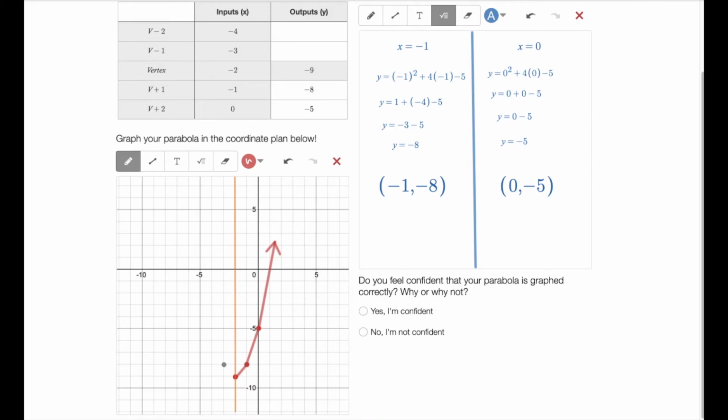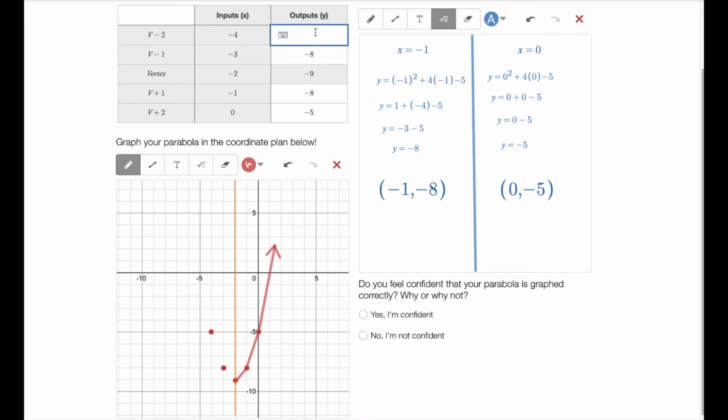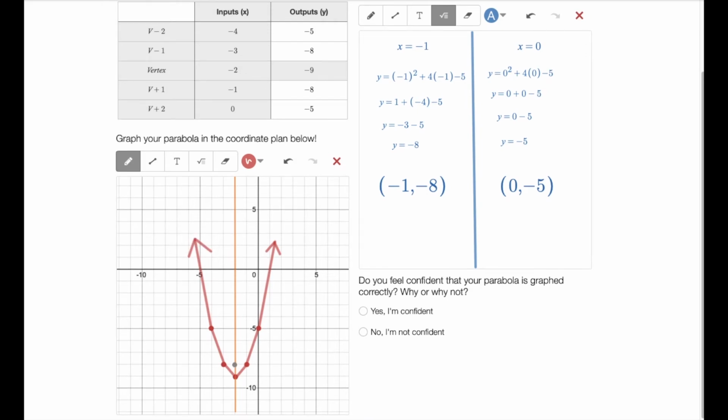So for the input of -3, the output would also be -8. For the input of -4, it would also be -5, or at least if I did my math correctly, that's where it should be. And I can start to tell that my work is done correctly because it does have this parabolic shape. As I move right 1, I'm rising 1, as I move right 2, I'm rising 4. That tends to be that shape. So this is an interesting question about, do you feel that your parabola is graphed correctly? Are you confident or not confident?